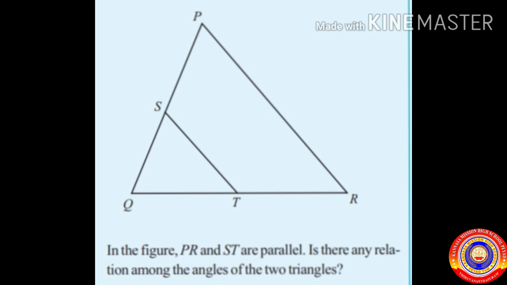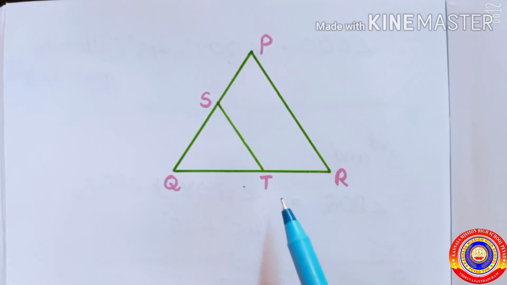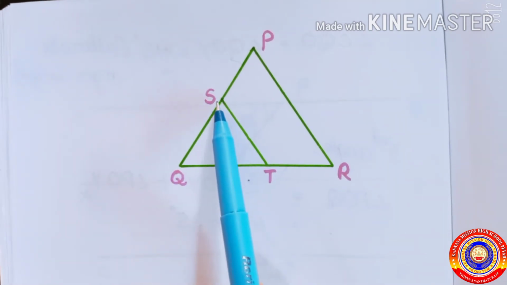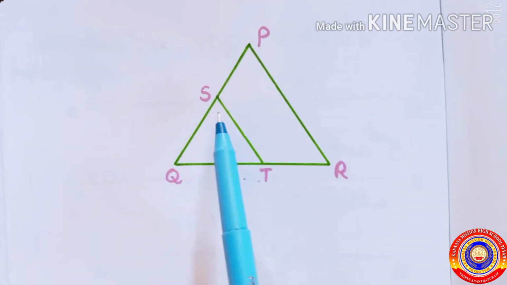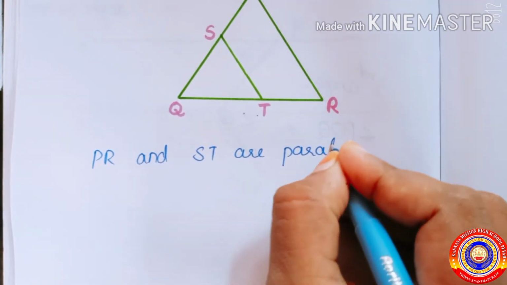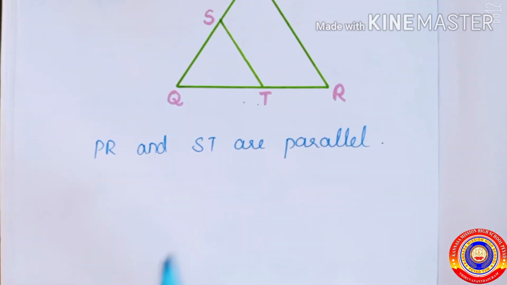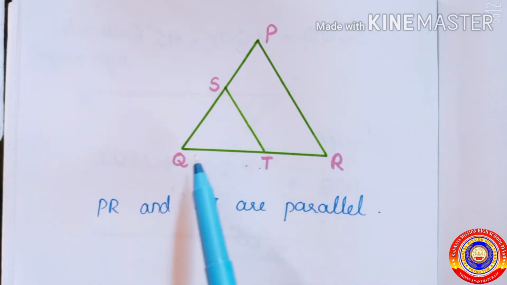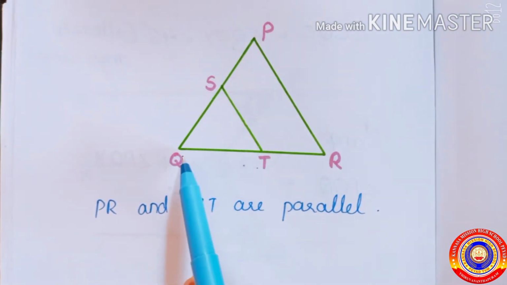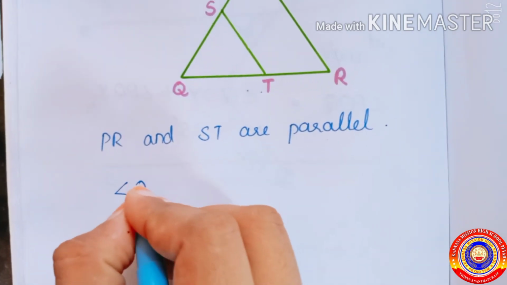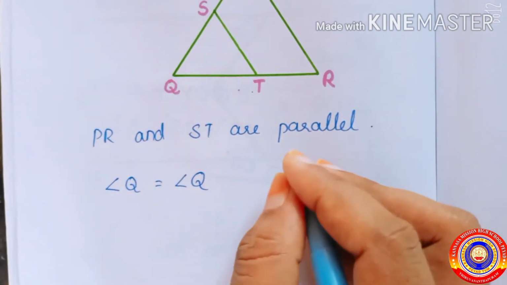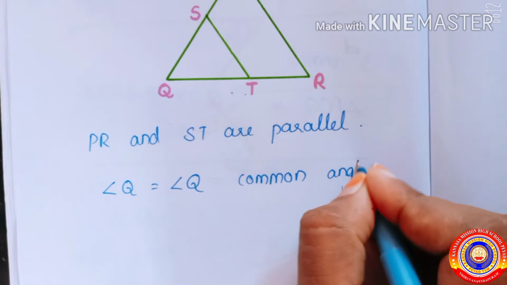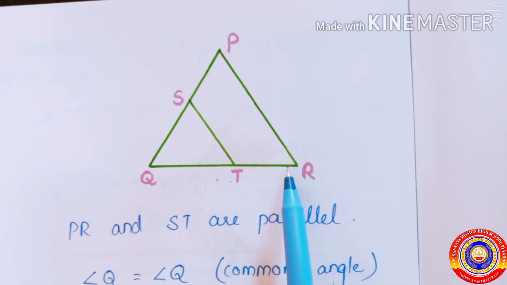Okay, let's do one more question in your textbook, page number 33. In this figure, the lines PR and ST are parallel, and there are two triangles in this figure. The angle Q is common to the small triangle as well as to the large triangle. That is, Q is common to the large triangle PQR and to the small triangle SQT. So, angle Q is equal to angle Q, the common angle.